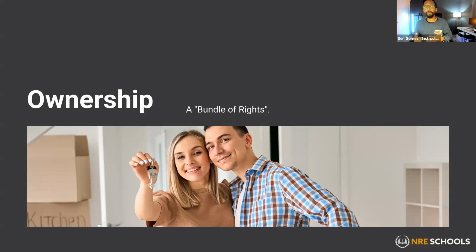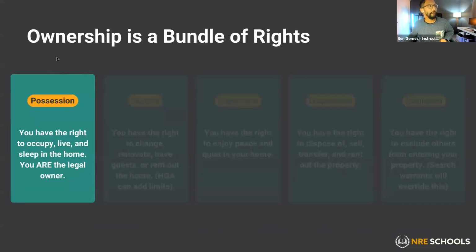When you own property, you basically own a bundle of rights to your property. And this is what we want, right? We want to have ownership rights. We want to be able to do what we want and whatever we want to do. And this is a bundle of rights. And these are your bundle of rights. I asked ChatGPT for a cool acronym that had P, C, E, D, and E.